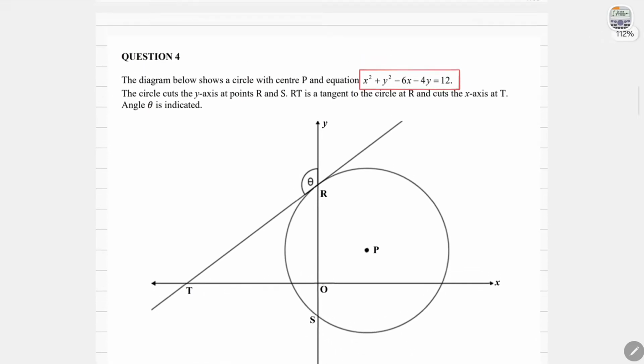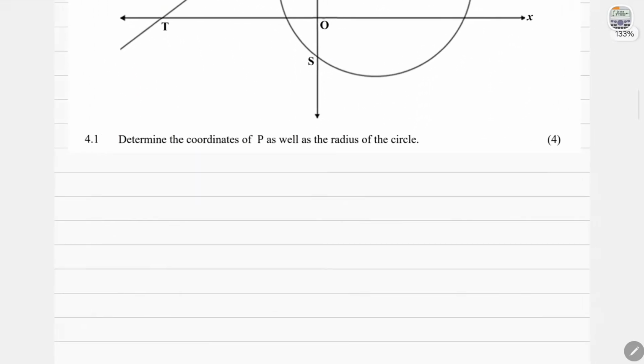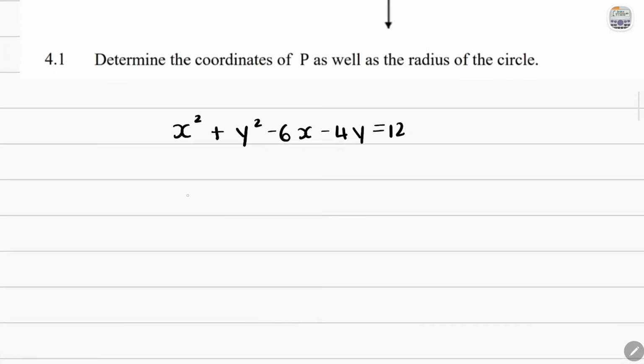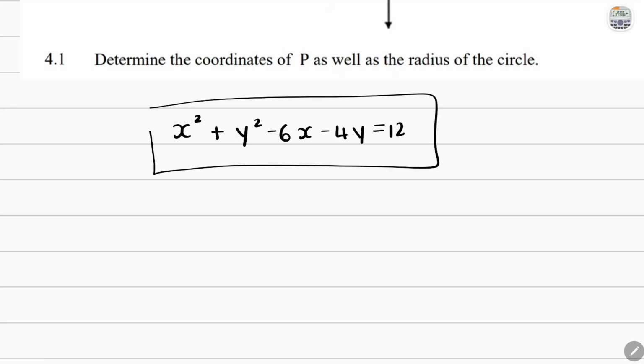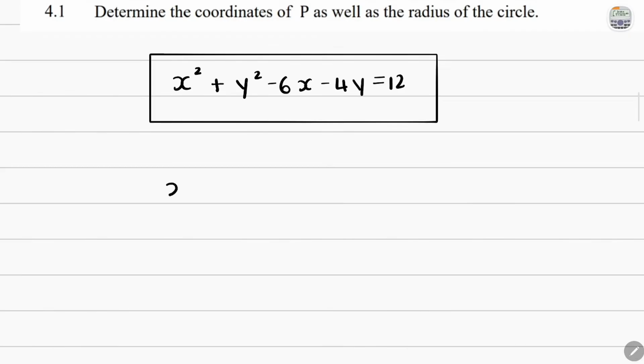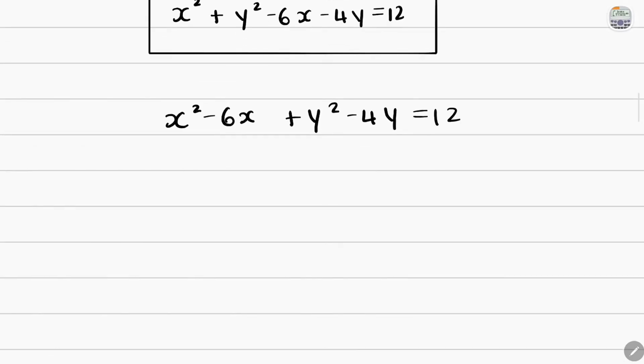So let's rewrite this first: x squared plus y squared. We need to ensure that everything with x is next to each other, because in order to put this back in the standard form of the equation of a circle, we need to complete the square. So we'll rewrite this as x squared minus 6x plus y squared minus 4y is equal to 12. And now to complete the square.